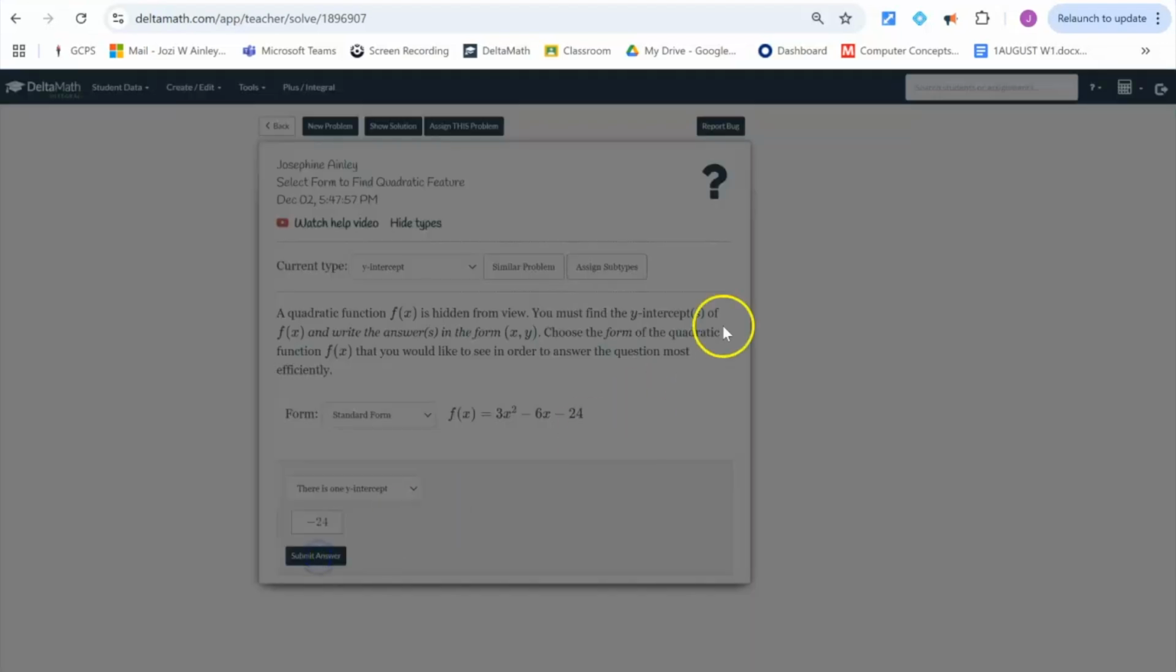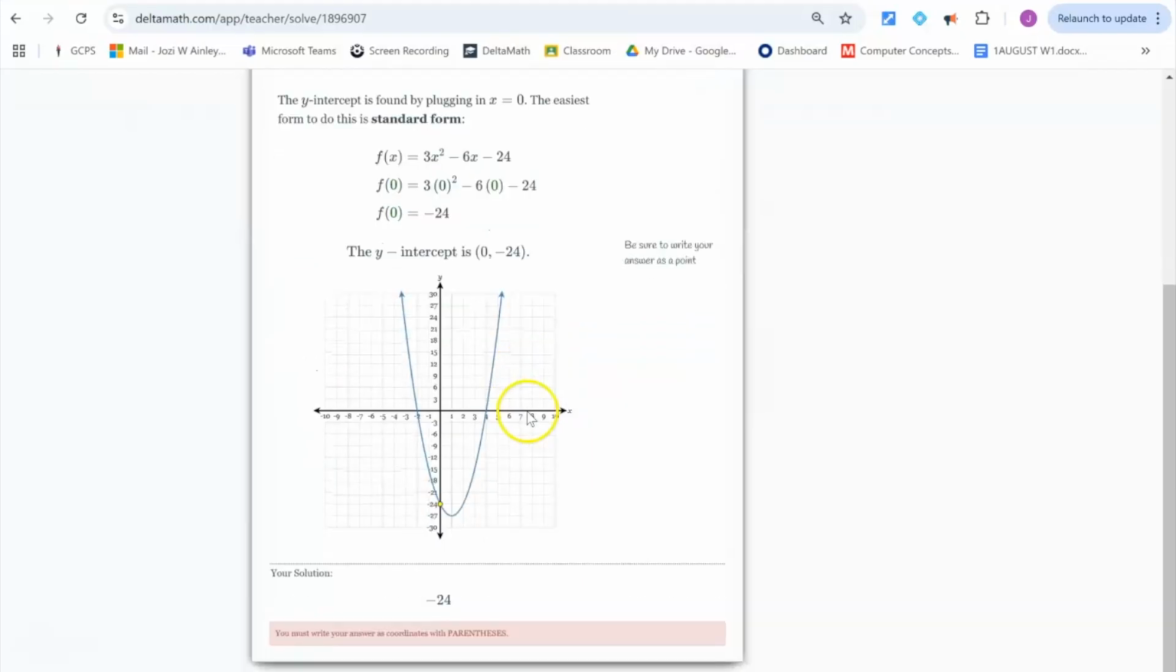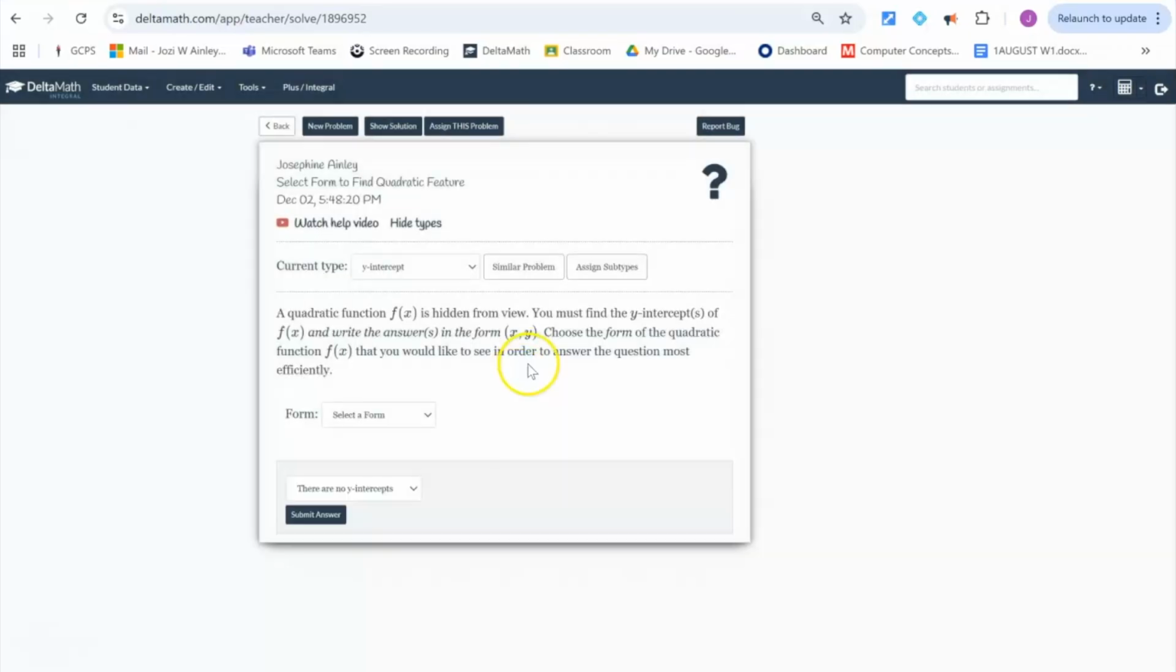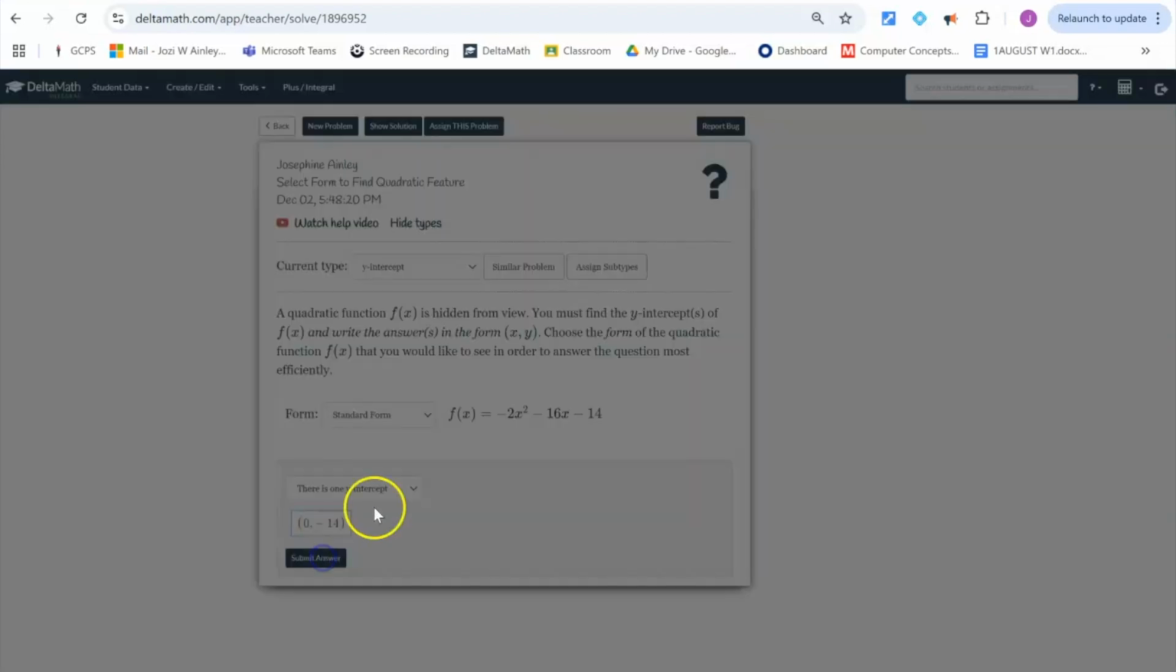I'm not sure if this wants me to write it as a coordinate. Let's see. It does want me to write it as a coordinate, so please write it as a coordinate when you're doing your Delta Math. So 0, -24. We're going to do another one just to be sure. So select the form for the y-intercept again. It's going to be standard form. Why? Because I just take this number at the end. So there's one y-intercept in coordinate form. That's going to be 0 for x, because it's where it crosses the y, and -14 for the y.